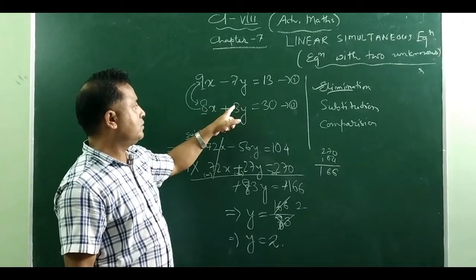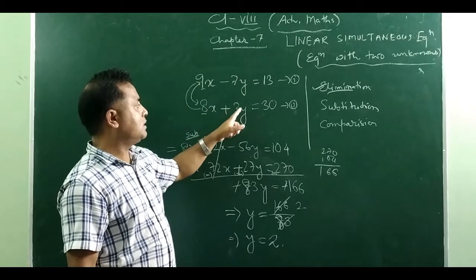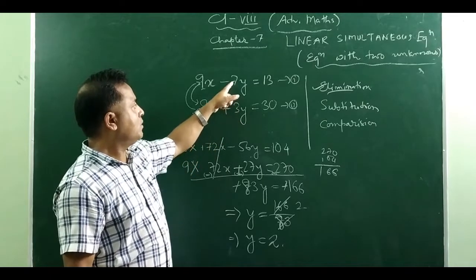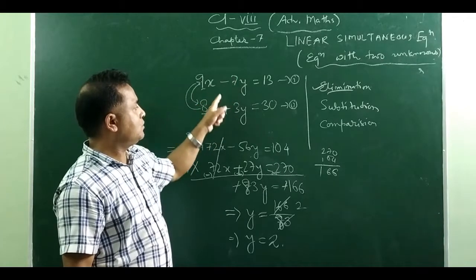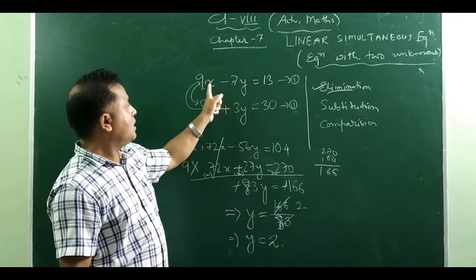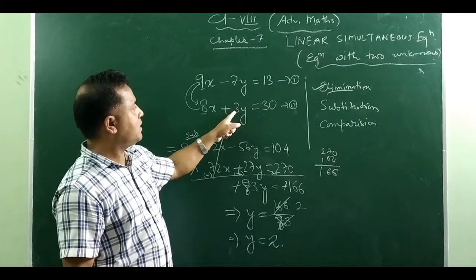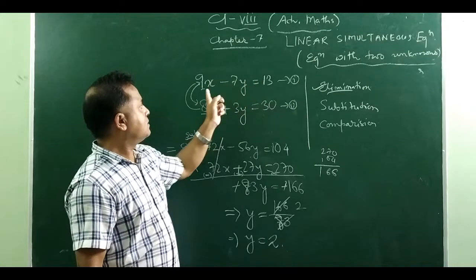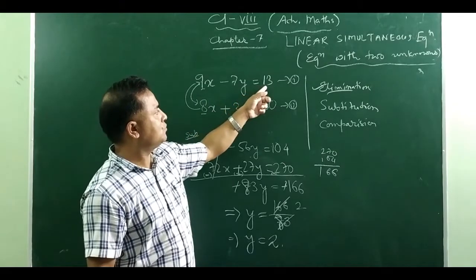So what we need to do is equalize the coefficient of y in the first equation and the coefficient of y in the second equation, that is 3. We just cross it. That means 7 into 3 is 21, and 7 into 3 is 21, so we can cancel. If I want to make it equal to 7, then I multiply the upper equation 1 by 3 on both sides: 9 into 3 is 27, 7 into 3 is 21, and 13 into 3 is 39.